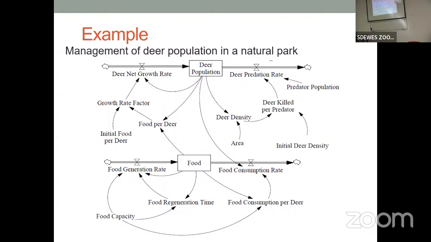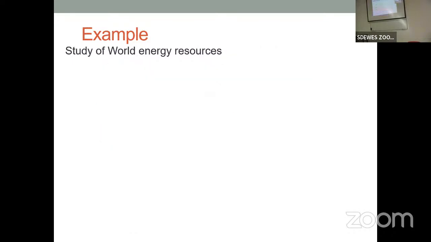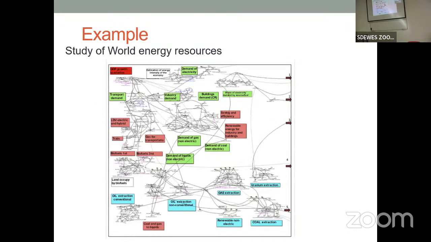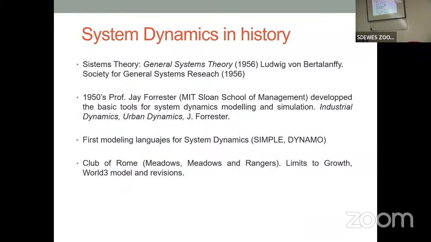But the food also has a food consumption rate. The consumption rate will depend, obviously, on how many deer we have. So this kind of diagram is the one we use later. Just a previous example. Well, this is another much more complex example. In this case, it was indeed our first big model, we call it Walrus.